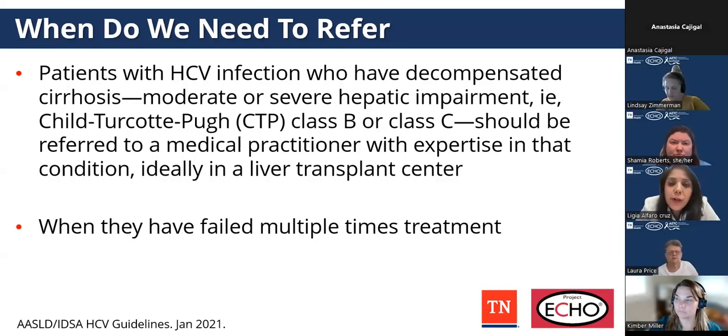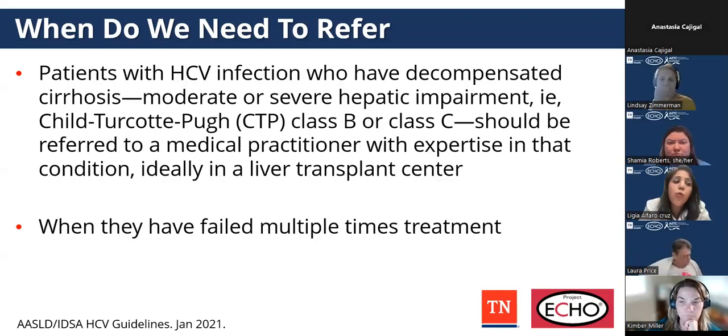a liver transplant center. Now, if you don't have a liver transplant center close to you, then looking at your local GI doctor, adult GI doctor, or pediatric GI doctor, is also a way to move forward as well. Next slide, please.